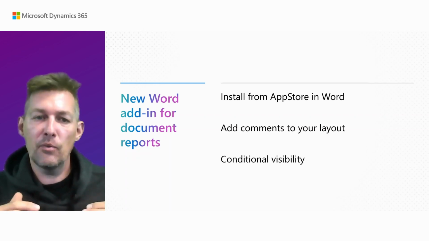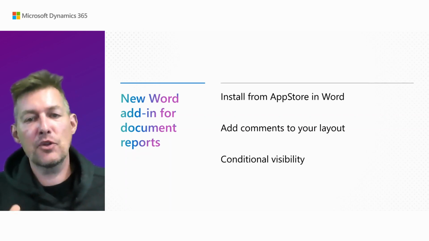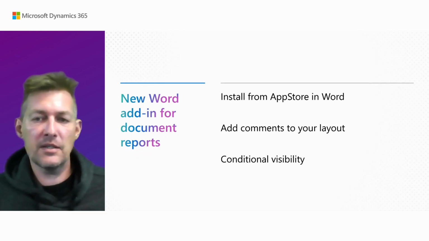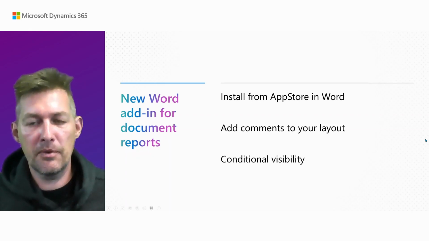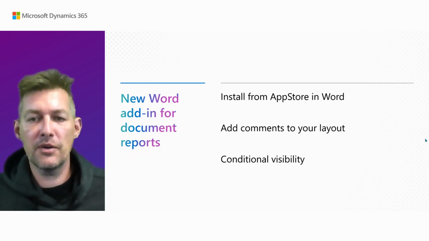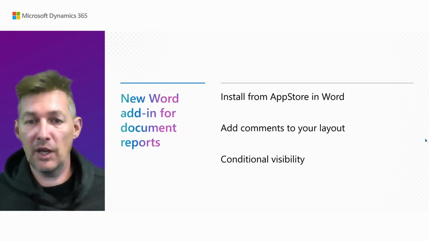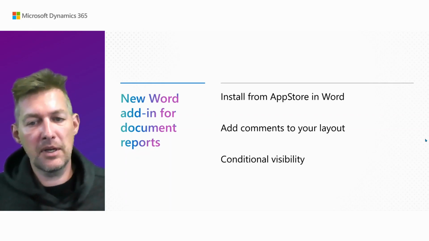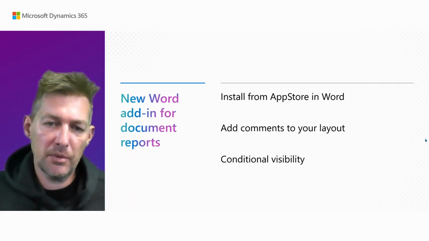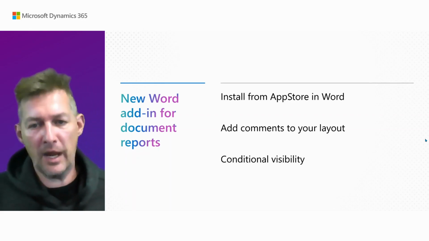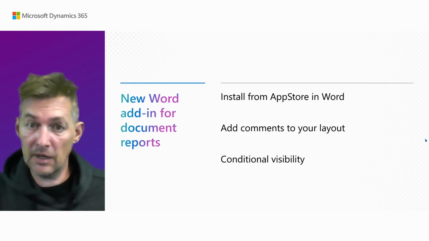A main new feature in the 2024 Release Wave 2 is a new Word add-in for document reports. With this, you can solve a lot of things that were not so easy in the normal Word layout feature, such as developer comments, that was not possible, and conditional visibility, that was possible, but maybe required a few hacks here and there, but not anymore.